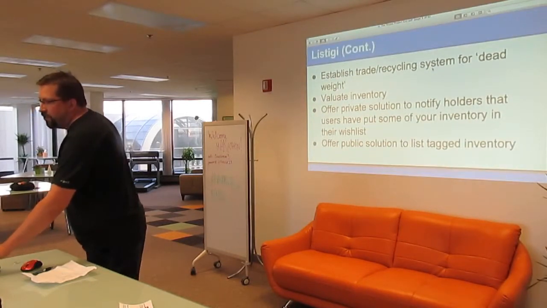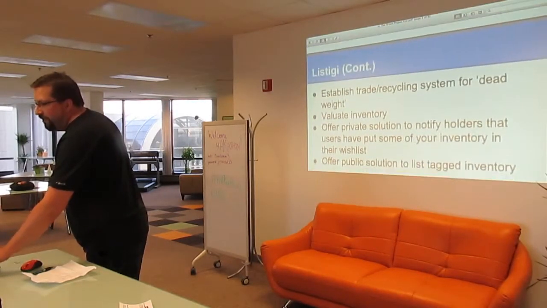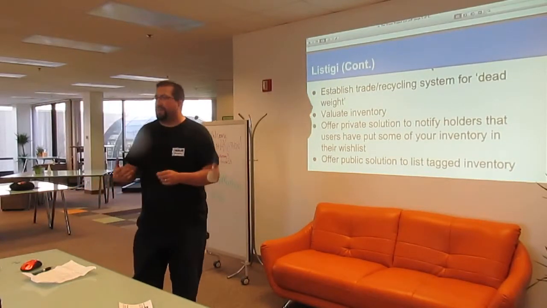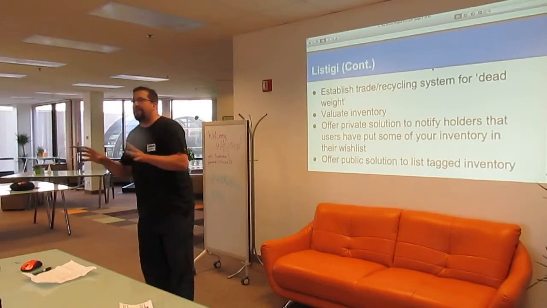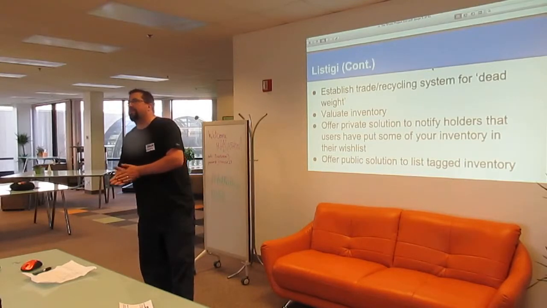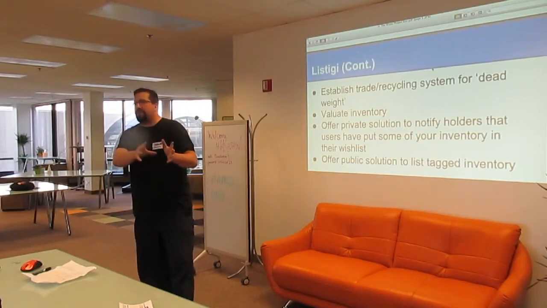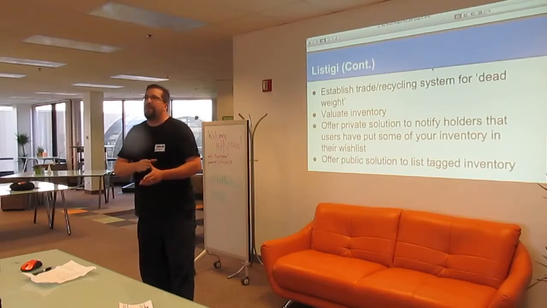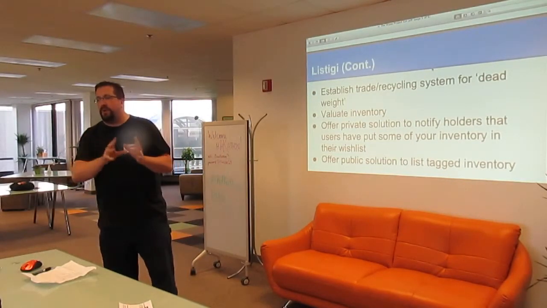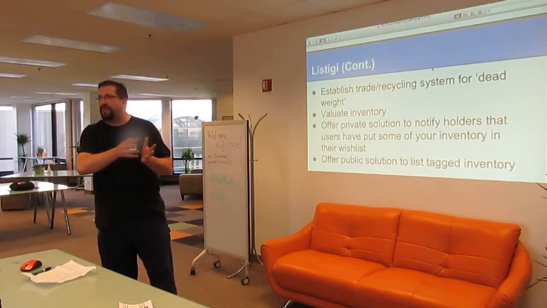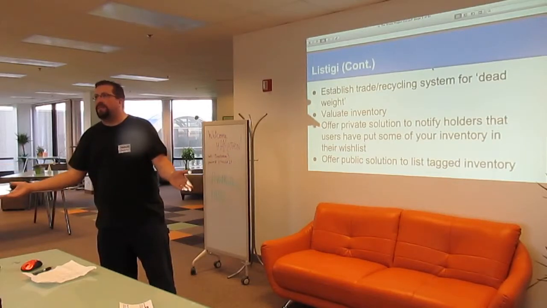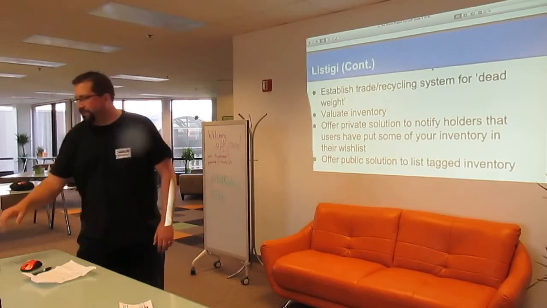So basically establish a trade recycling system for dead weight. Offer private solutions to notify holders that users have put something out there saying, hey, I want this really, really interesting video card that no longer exists. And then someone evaluates it at some point, or somebody throws it up there at some point. They don't ever bother listing on eBay. They don't ever bother doing anything else like that. They also don't put it out there publicly so that people can see it. But behind the scenes, it's just like, hey, we noticed you had this thing. Is it dead weight? So try to get rid of it.